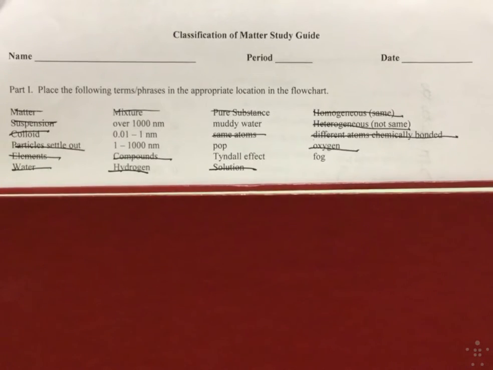So this is your video for your Chapter 15 Classification of Matter Study Guide. For your first task, you are supposed to place the words that are on the screen in a flowchart to organize them according to their places as far as types of matter and then characteristics of those types of matter.